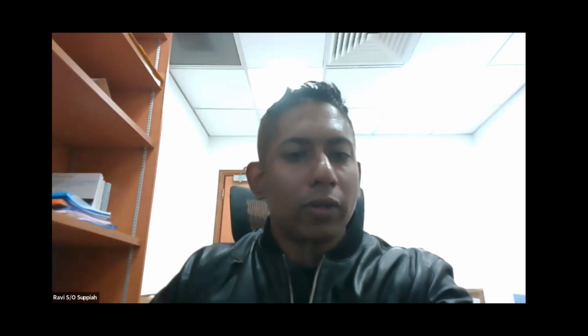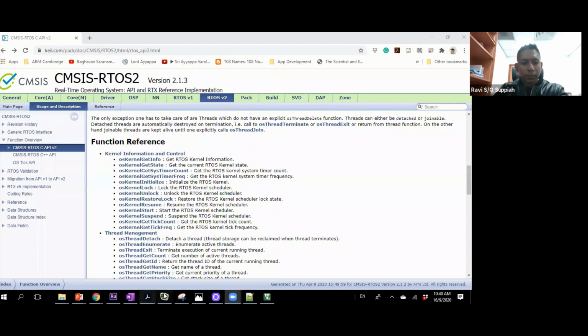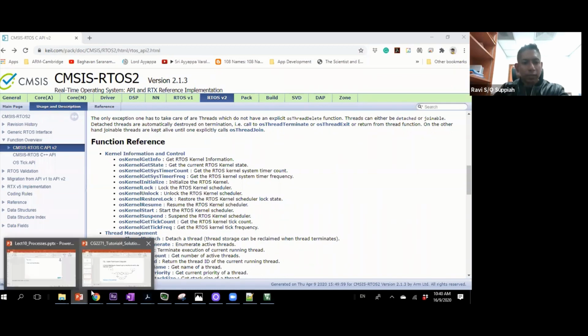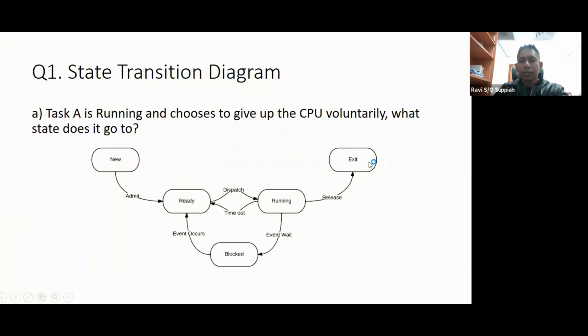Okay, so sorry for ending your discussions. Let me share the screen and discuss a question. I hope you all had some fruitful discussion on the questions here. If you look at the first question here, they ask us, task A is running and chooses to give up the CPU voluntarily. What state does it go to?